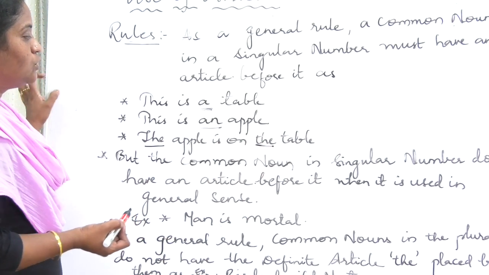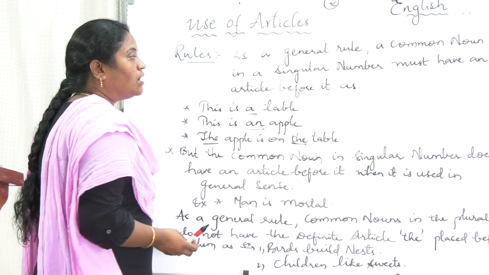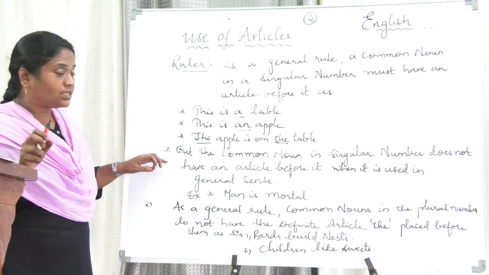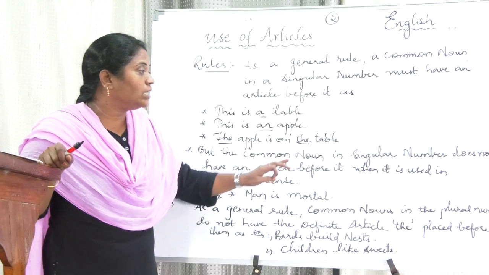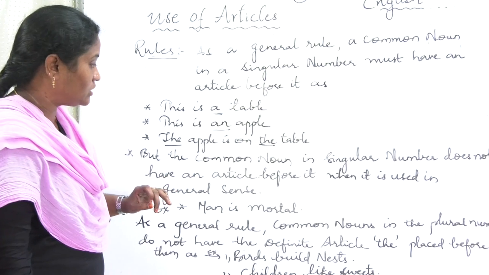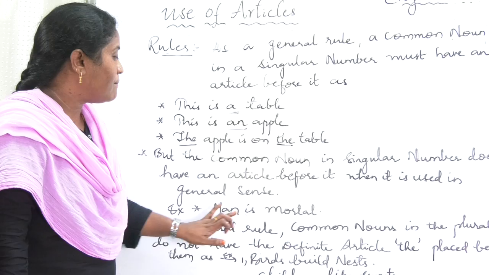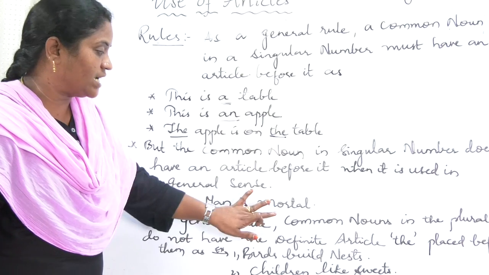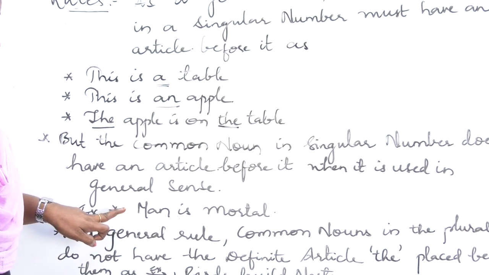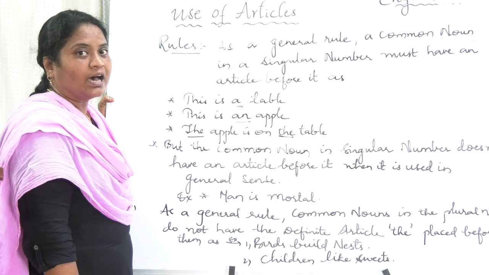Did you understand? So these are the rules. What is the rule you have to follow? A common noun in the singular number must have an article before it. Okay, and next, but a common noun in the singular number does not have an article before it when it is used in a common sense, that is, in general. If we use it in general, like man is mortal, for such kind of sentences we should not use an article here. Follow? Okay, when we use it in a general sense we do not use an article.